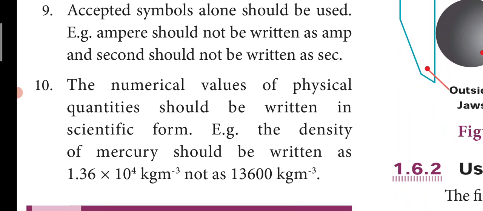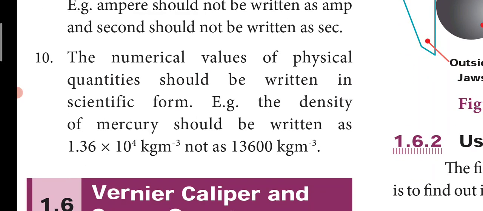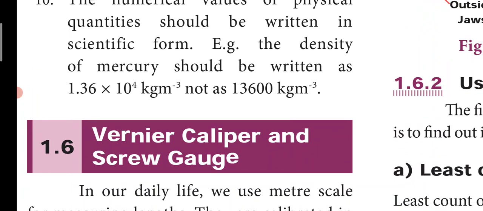And the numerical values of physical quantities should be written in scientific form. Like the density of mercury should be written in scientific form, like 1.36 into 10 power 4 kg per meter cube. It should not be written as 13,600 kilogram per meter cube. You have to write the proper scientific form. Just now we saw 10 power 3, 10 power 1 and such values, using them you have to write it correctly. Next we are moving on to the measuring instruments, vernier caliper and screw gauge.